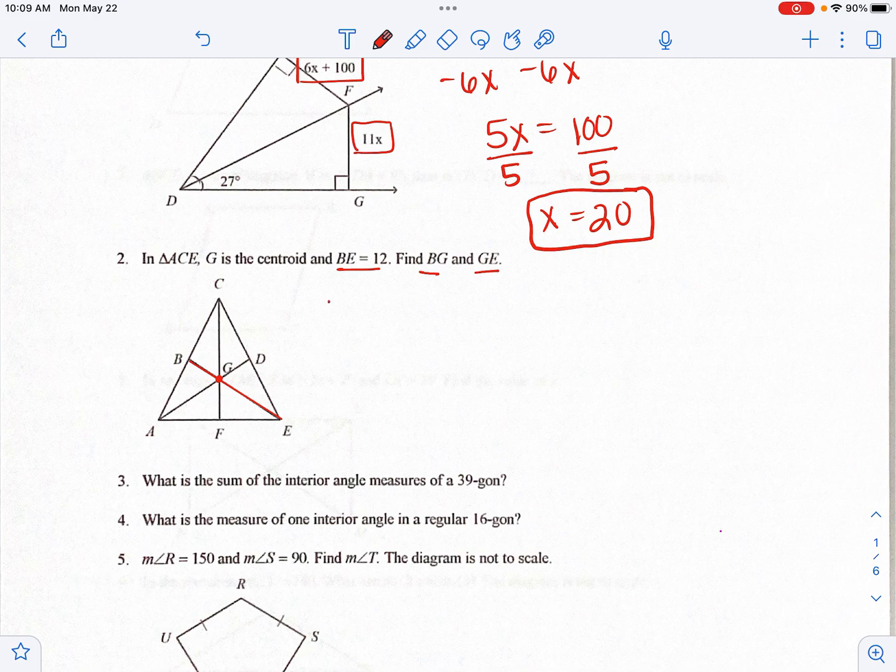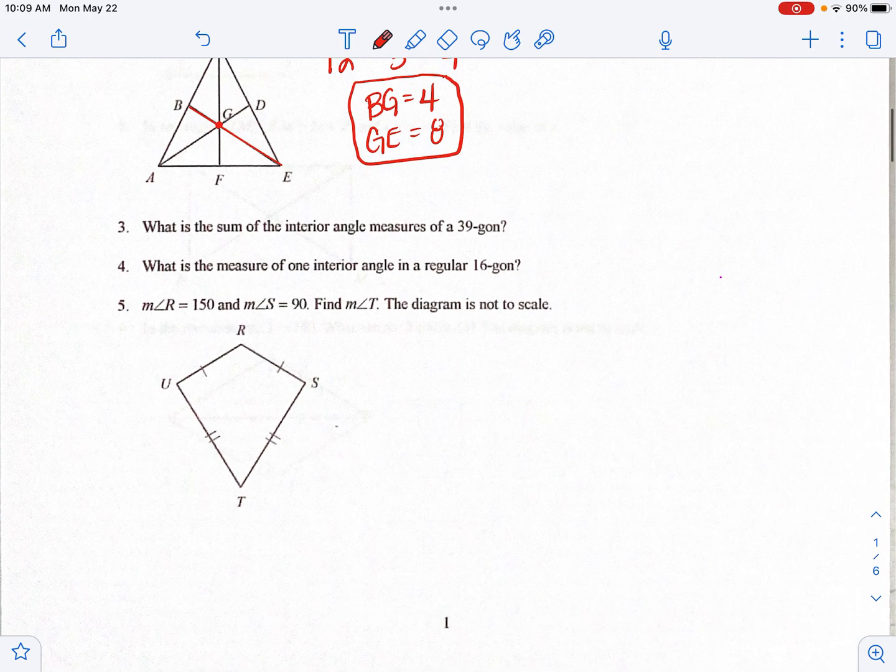So I'm just going to take the entire length of the segment, divide it by 3, and that's going to actually give me the length of the smaller piece of that segment. So from B to G would be 4, which means that would leave from G to E to be 8, because again the entire length was 12.